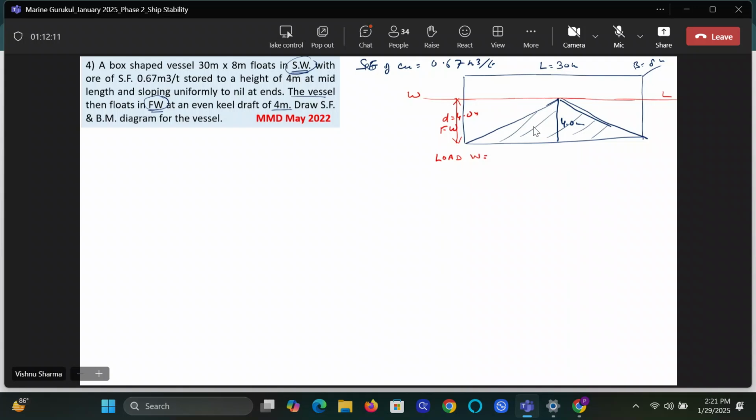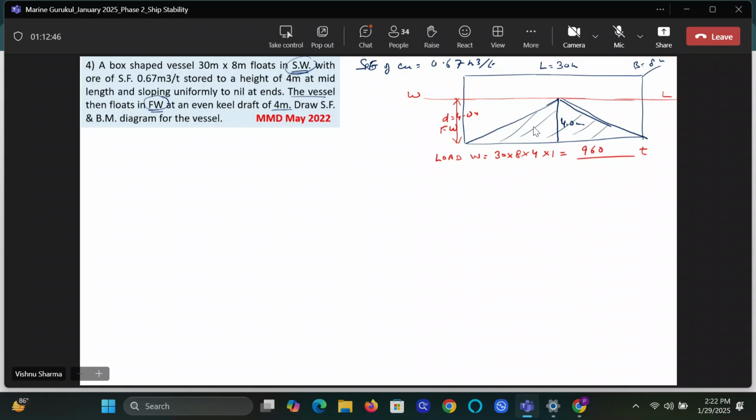Guys, how do I get the load displacement? I'm sure you'll agree with me. It will be 30 into 8 into 4 into 1. Yes or no? Am I right? 1 is the density of the fresh water, right, at 4 meters draft. Correct, class? By the law of flotation, can we get the load displacement? How much does it come? 960.